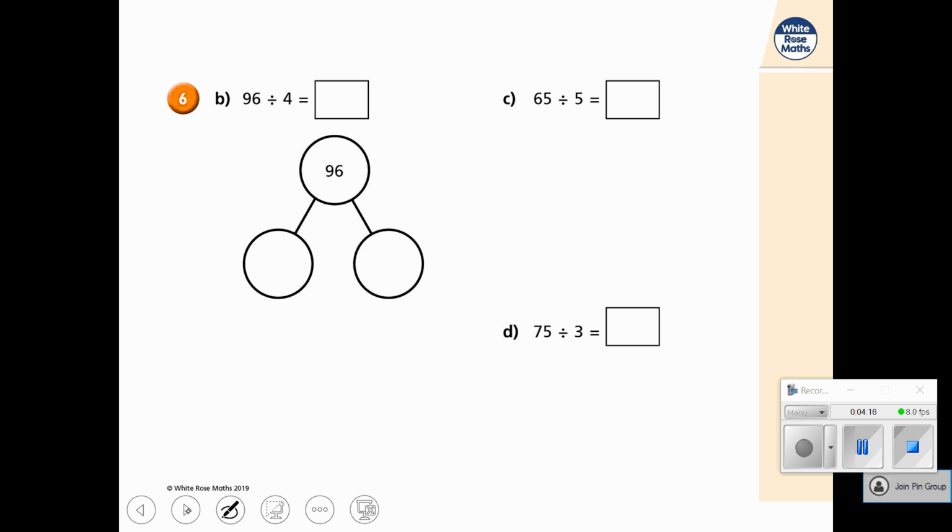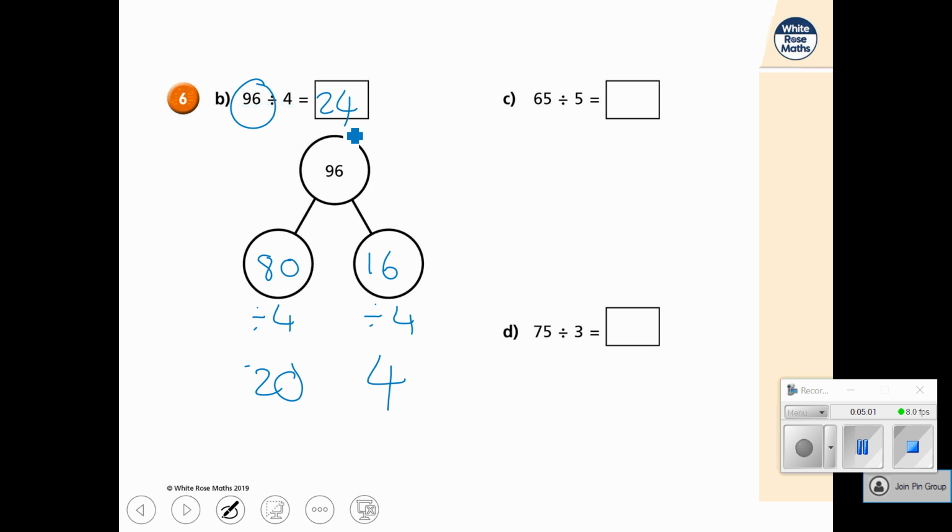Let's try the next one. Okay, this time you don't get so much help. So we've got 96 divided by 4. So I want to partition 96 into 2 numbers that are divisible by 4. Well, looking at 96, I know that actually 80 and 16 makes 96, and 80 can be divided by 4, and the answer is going to be 20. 16 can be divided by 4, and the answer is 4. So 96 divided by 4 must be 24.